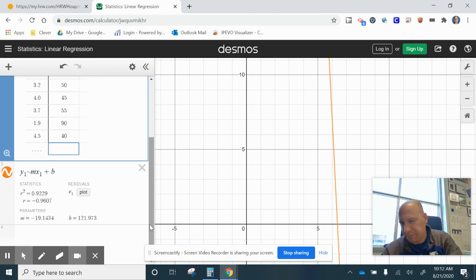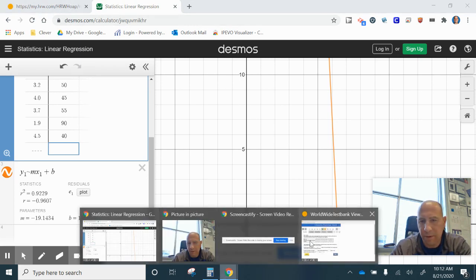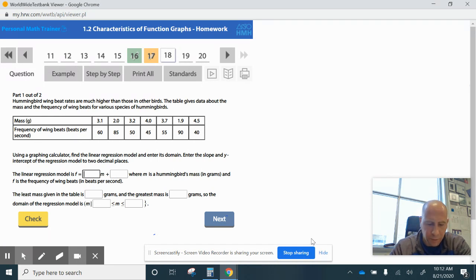So the M value is negative 19.1434, and B is 121.97. All right, so let's go back to here if I can find my screen. So F equals negative 19.14 plus 121.97, where M is the hummingbird's mass and F is the frequency of the wing beats per second.